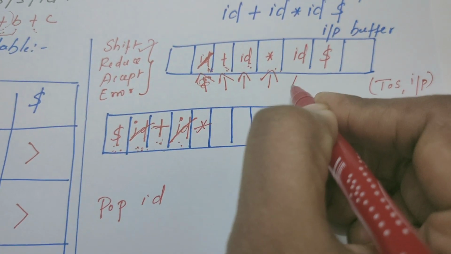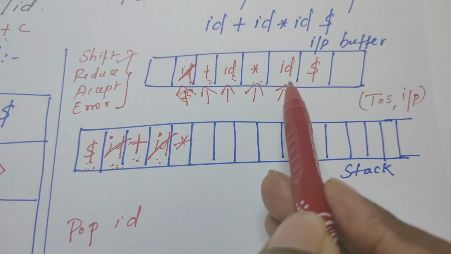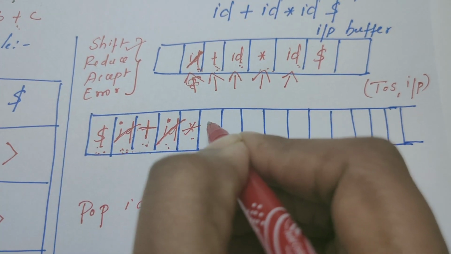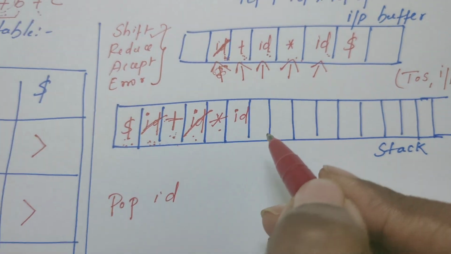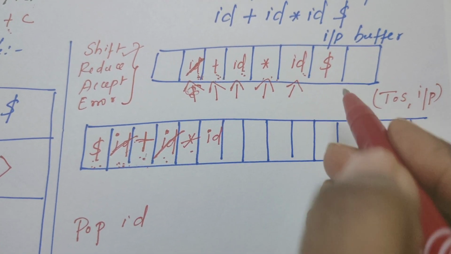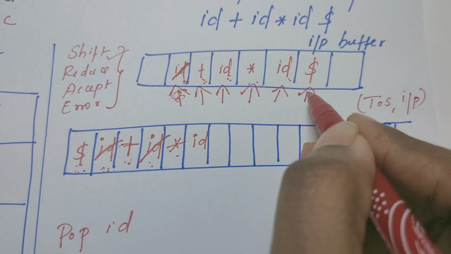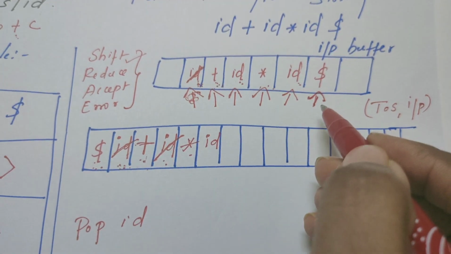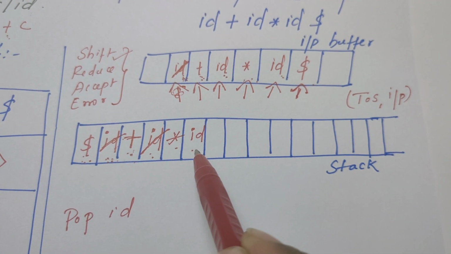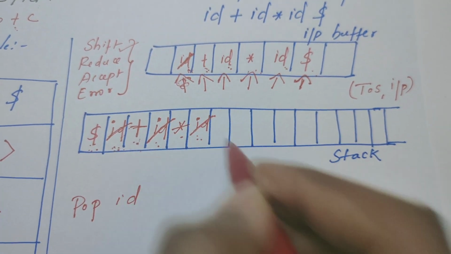Okay. Now the input pointer is advanced to point to the next symbol in the input buffer. So what is available here? ID is available. Compare star and ID. ID is having the higher precedence. So push that ID onto the stack. Push is equivalent to shift operation. Already I said that. Okay. Now the input pointer is pointing to the next symbol, because this ID is pushed, shifted to the stack. Now the input pointer is pointing to the dollar. Now compare the top of the stack and this dollar. Top of the stack is having higher precedence than the input symbol. So this ID is to be popped.